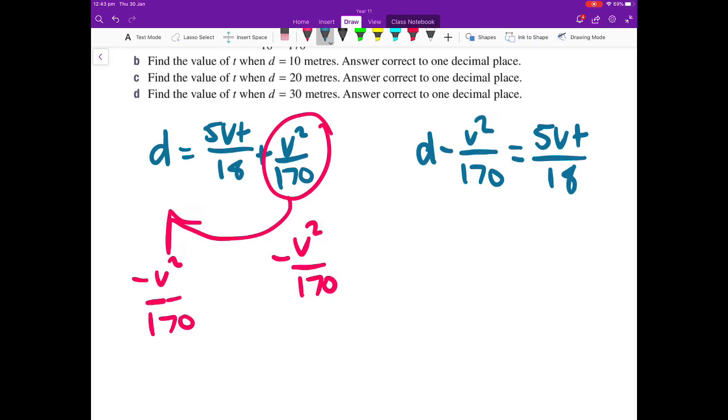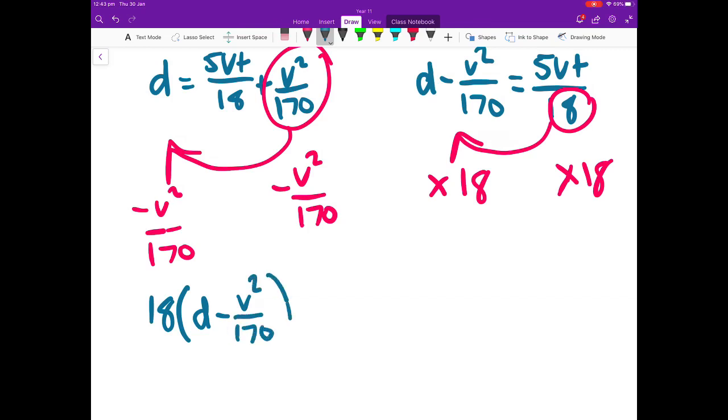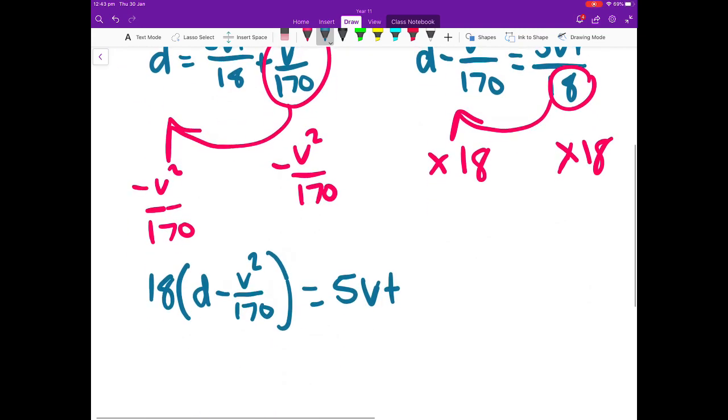Next thing we can get rid of is that 18 at the bottom of the fraction on the right hand side. So we're currently dividing, we're going to times to get to the other side. So timesing both sides by 18. And that is timesing everything on the left by 18. So chuck a set of brackets in there, and we're going to put everything else just inside those brackets. There's no real need to expand them at the moment. You can leave the formula like that for now. It does leave 5VT on the right for us.